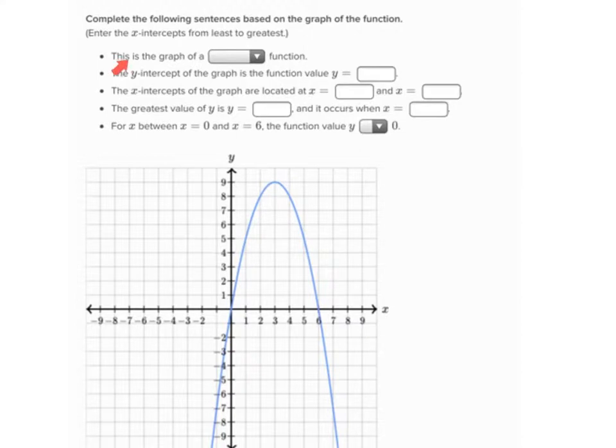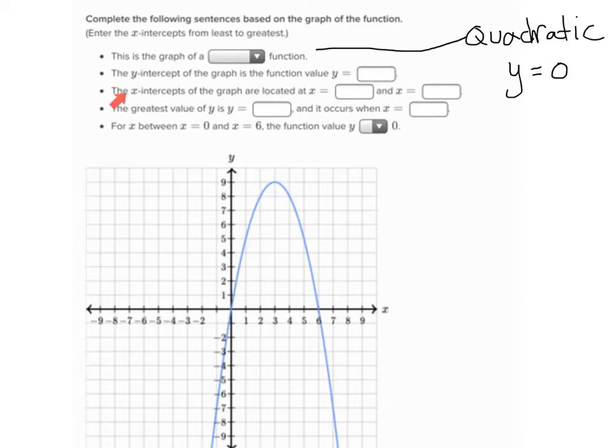So it says, this is the graph of a what kind of function? What kind of function is this? Quadratic function. It is a quadratic function. Let's look at this second one. The y-intercept of the graph of the function is what? 0. Where does the graph touch the y-axis? Right there at 0. So the y-intercept is y equals 0.